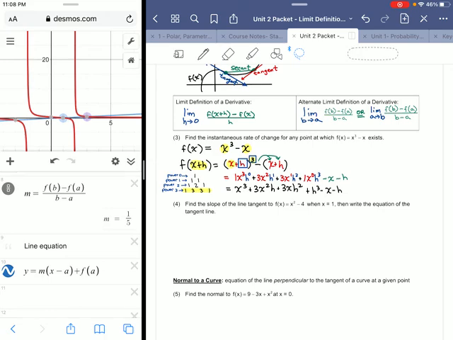The whole point of it is to get a sense of how the derivative, this concept of a limit definition of a derivative, works. All right.